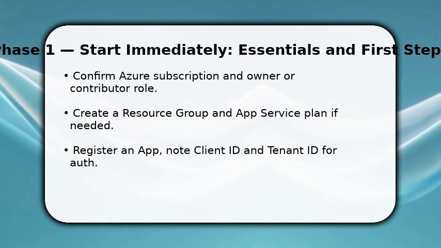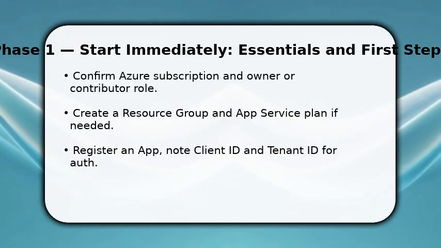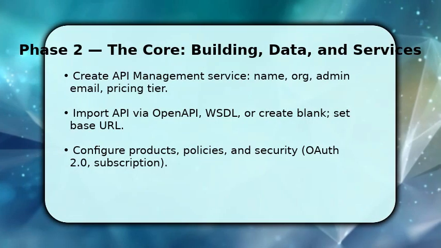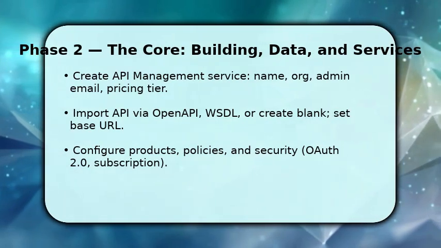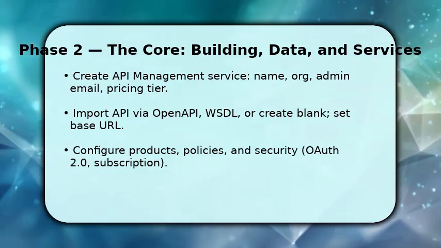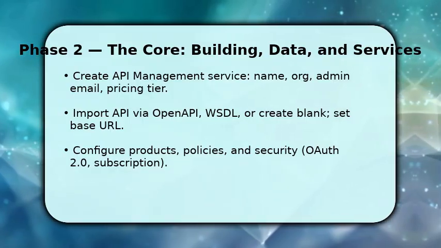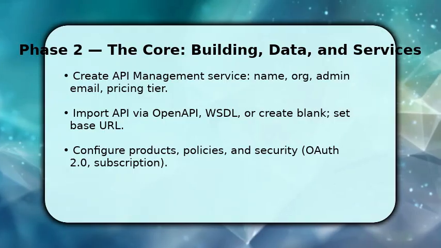You now create an API management instance in the portal. Choose name, organization, admin email, and pricing tier. Once the service is provisioned, import your API using OpenAPI, WSDL, or create a blank API and define operations. Set the base URL so clients know where to call.